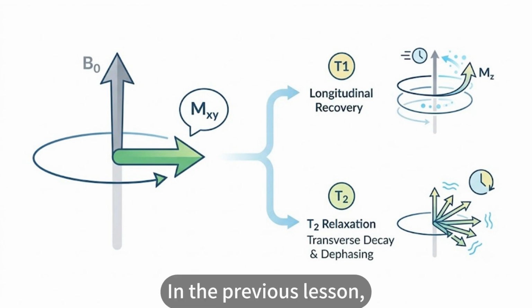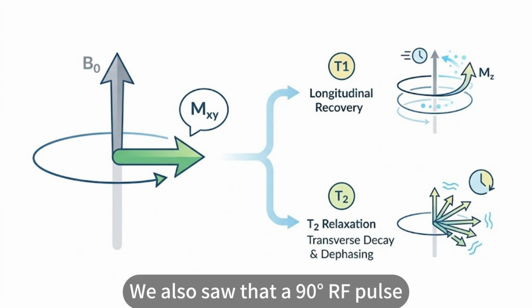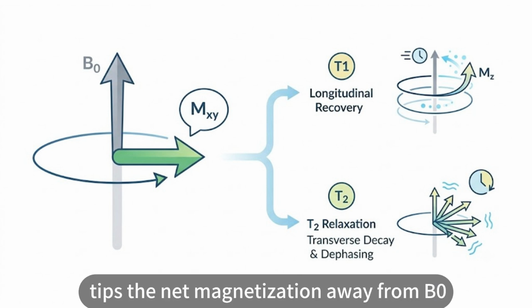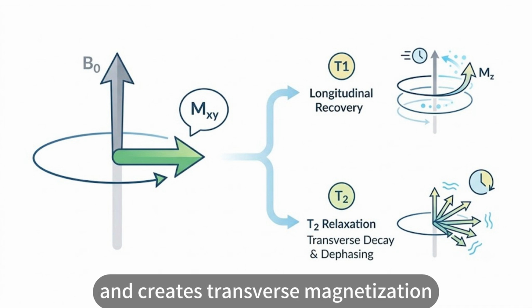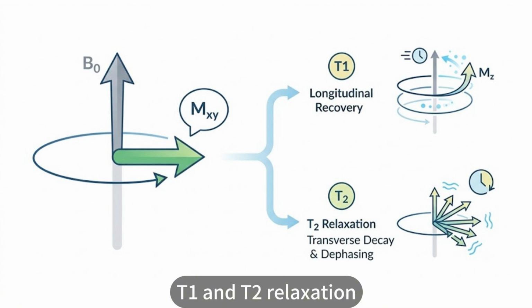Welcome back. In the previous lesson, we talked about the basic hardware of MRI. We also saw that the 90-degree RF pulse tips the net magnetization away from the B0 and creates a transverse magnetization. Today, we're going to focus on what happens next: T1 and T2 relaxation.